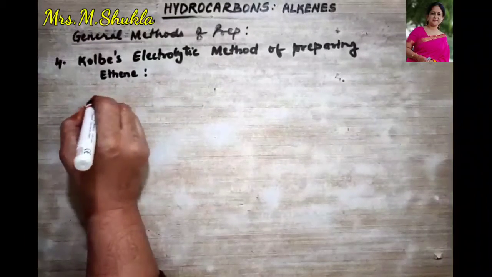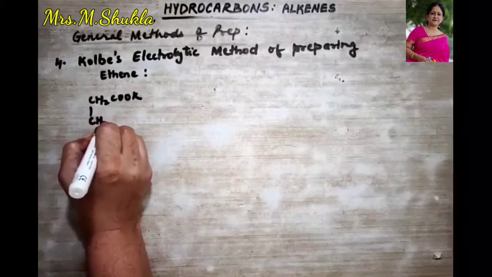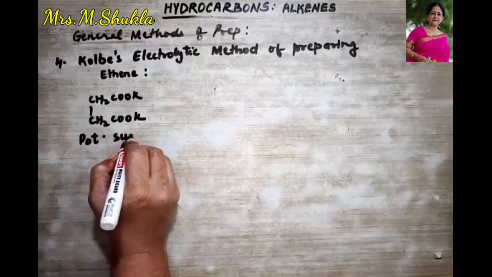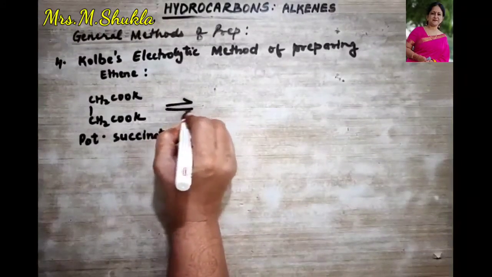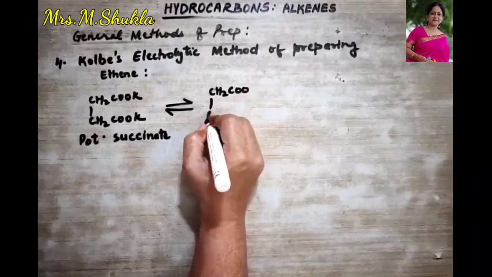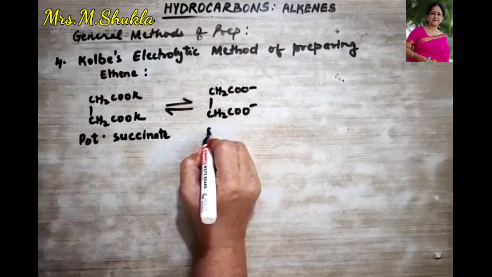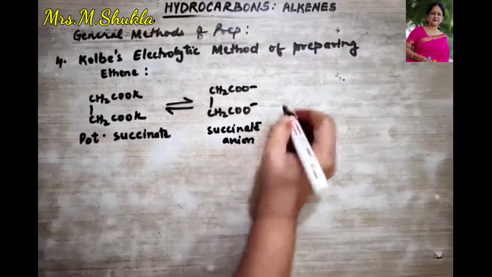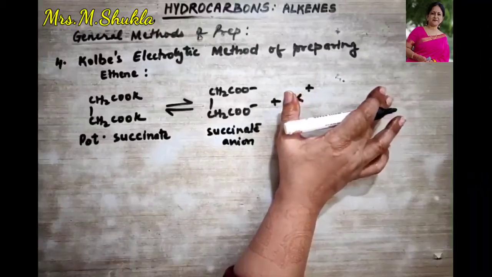So let's look at the reaction. CH2COOK, CH2COOK. What is this? This is, as I said, potassium succinate, right? So this is going to give us which ions? It is going to give us the succinate anion plus your potassium cation. Clear? So this is the ionization.